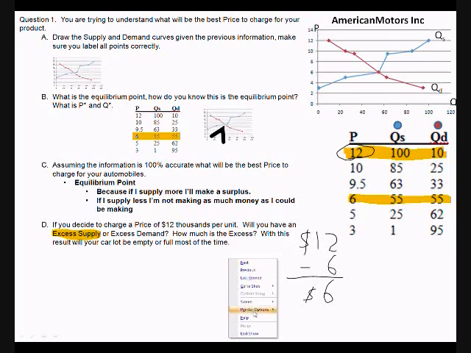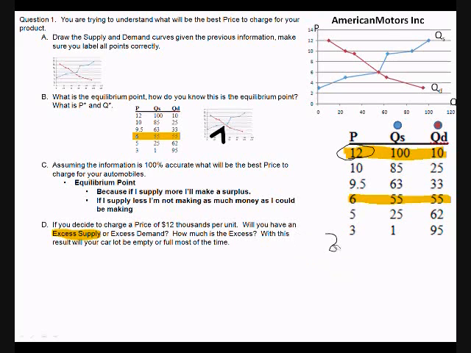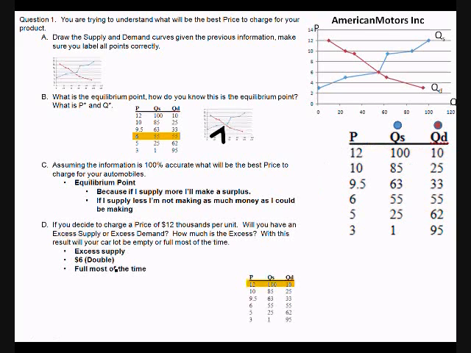I hope you're not too bothered by the math, but that's basically the idea. $6, and of course we know that 6 times 2 is 12, so really it's double. That's how I would answer it, and if you want, I'll break that down more. So: excess supply, $6, double. And oh, there was the last question I forgot. With this result, will your car lot be empty or full most of the time? That's not hard to understand. I have 100 cars in my parking lot, and only 10 people buy them, so it's full most of the time. I've got 90 cars just sitting there.